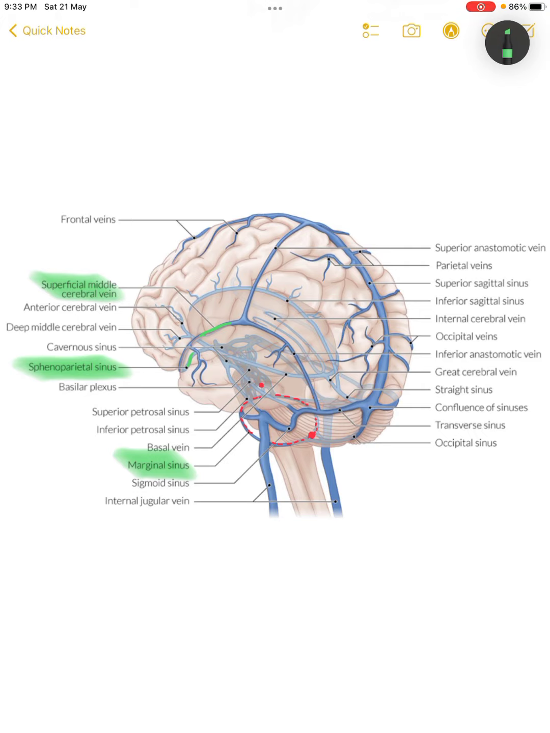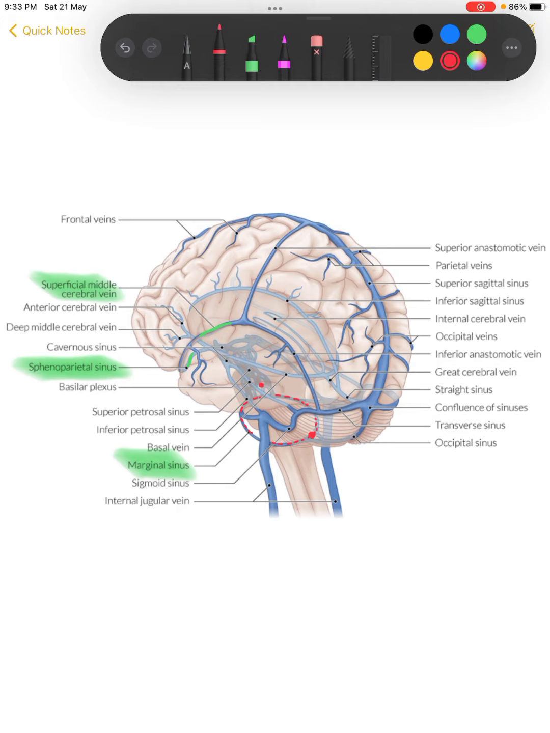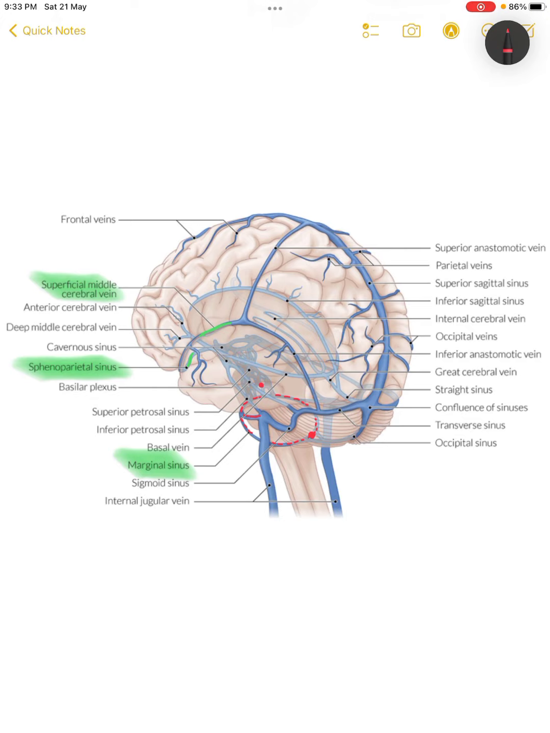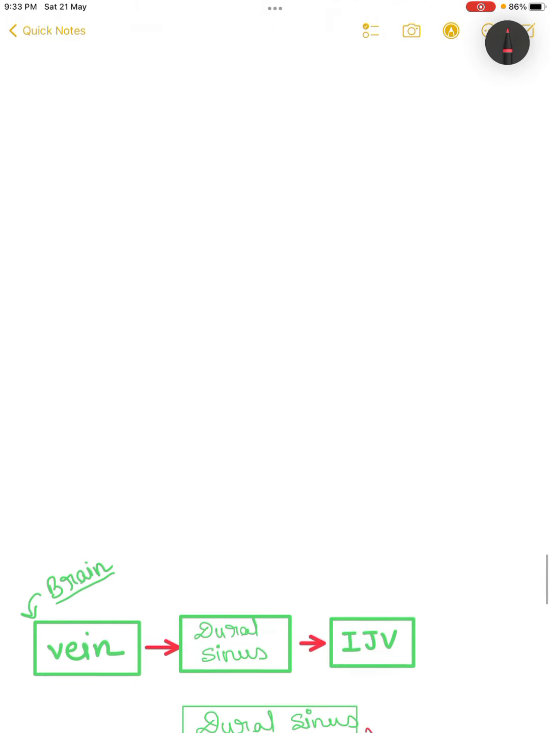Okay, so again, if somebody asks what is the marginal sinus, you can easily say it's a circle in between these two sinuses. One is a sinus, another one is a plexus. And you can easily say it has a connection with our sigmoid sinus. So the marginal sinus is a circle. Okay, so I hope you are clear with this.